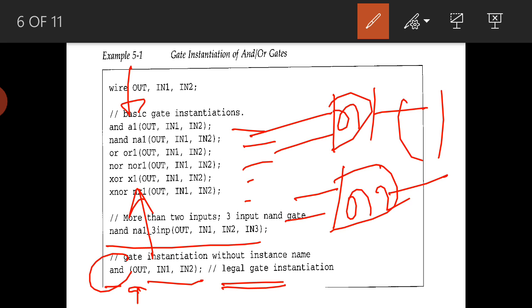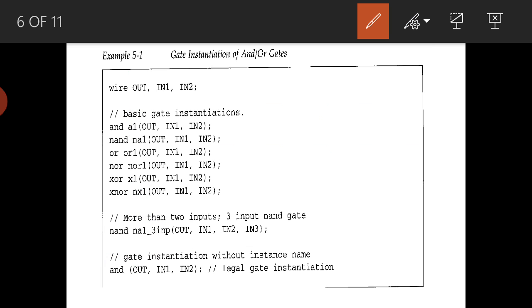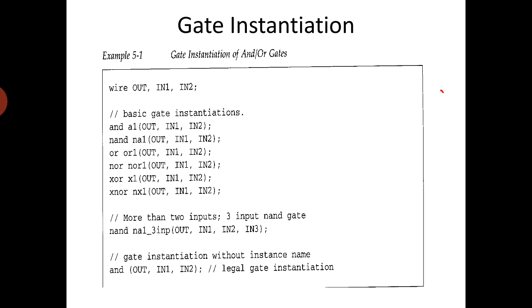Okay, but the keyword will not change with respect to the instance name, whether it is mentioned or not, or how many inputs there are. The keyword is the same for whatever inputs we are connecting. So this is how to call the function, or how to instantiate the gates.